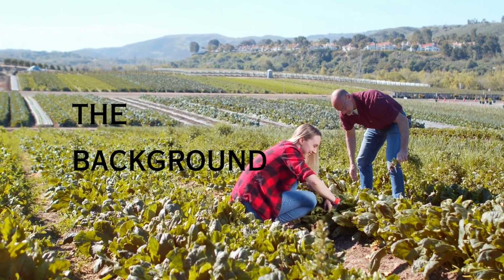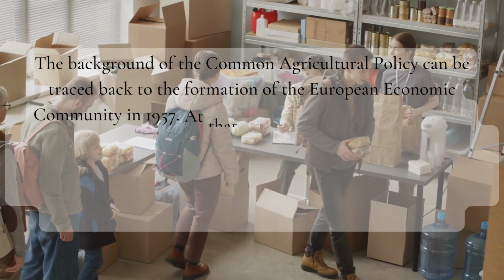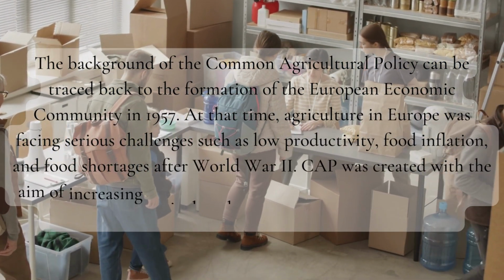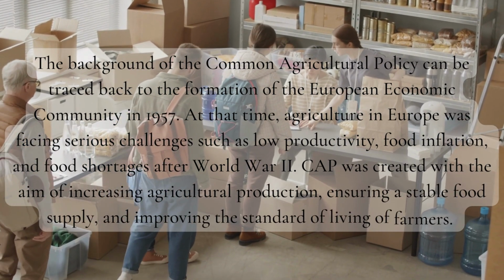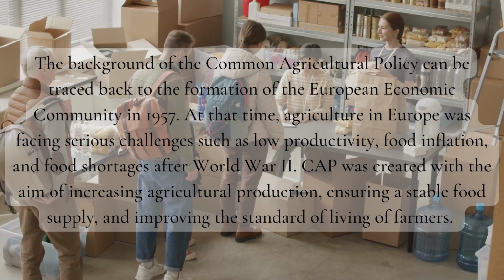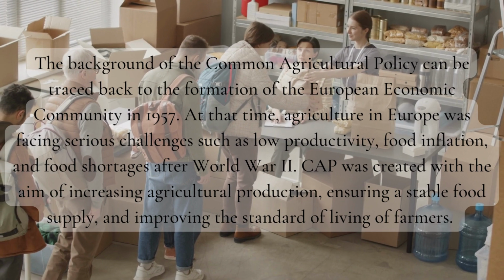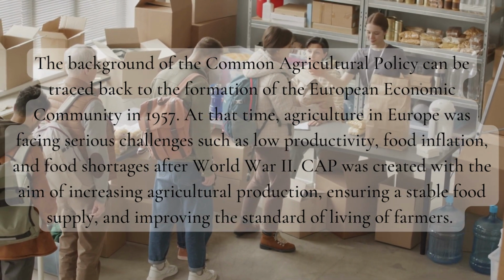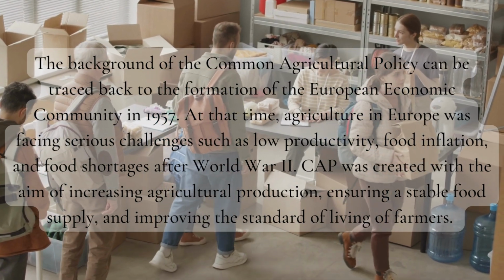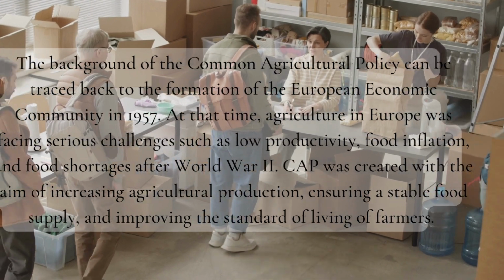The background. The background of the Common Agricultural Policy can be traced back to the formation of the European Economic Community in 1957. At that time, agriculture in Europe was facing serious challenges such as low productivity, food inflation, and food shortages after World War II. Common Agricultural Policy was created with the aim of increasing agricultural production, ensuring a stable food supply, and improving the standard of living of farmers.